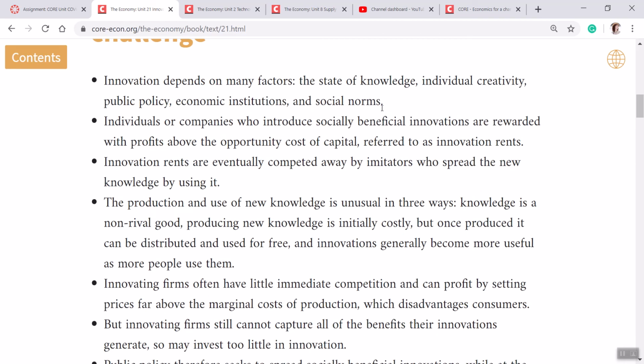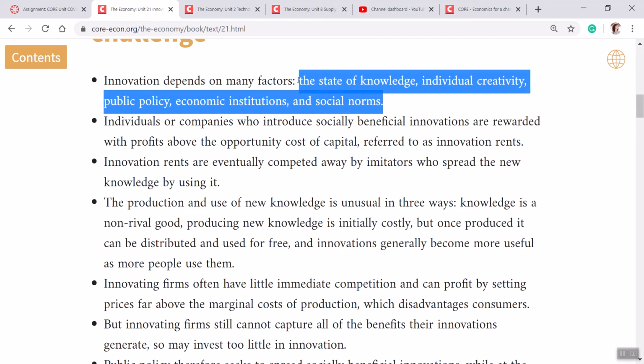Here we have: innovation depends on many factors. The state of knowledge, and that's another thing. In the United States, we have a robust university system, so that helps our innovation because we have educated people who are ready to think about things differently. Individual creativity, and all of our culture is about doing things differently. So change is embraced. People taking a risk are celebrated. That also helps build more innovation in the United States because it's a norm. Then public policy, economic institutions, and social norms. So far, so good?